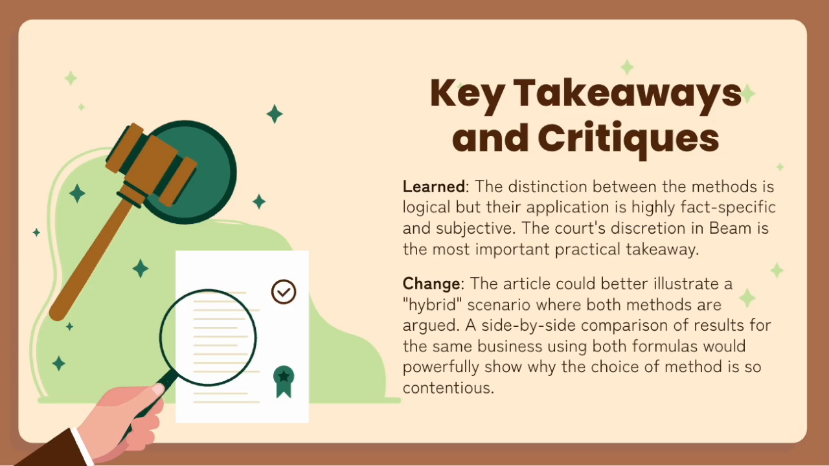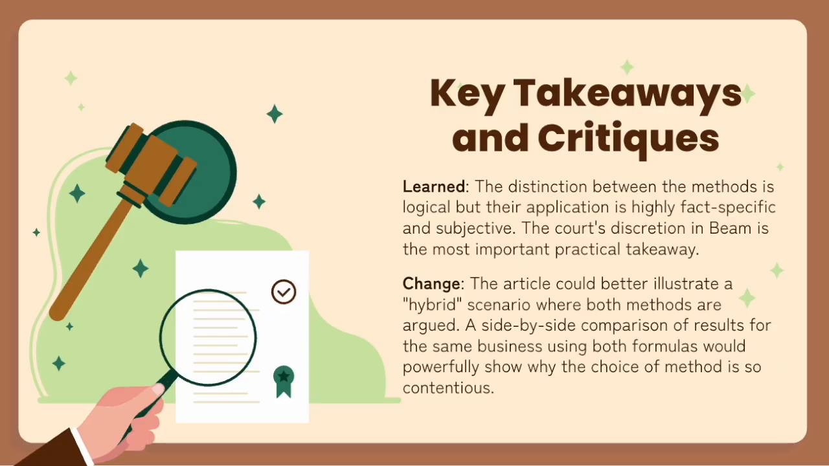From this article, I learned that the logical distinction between capital-intensive versus labor-intensive businesses is just the starting point. The most significant takeaway is the court's flexibility, as seen in Beam versus Bank of America. The law is designed not to be rigid, but to allow a judge to use the tool that creates the fairest outcome. This also shows how crucial expert testimony is, as the results depend entirely on what is deemed reasonable. We just had the presentation about defining reasonability, which made me laugh about my article discussing how crucial reasonability is.